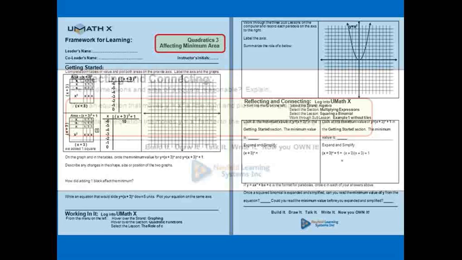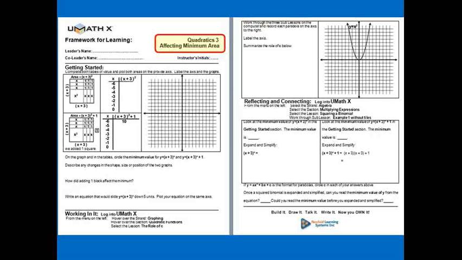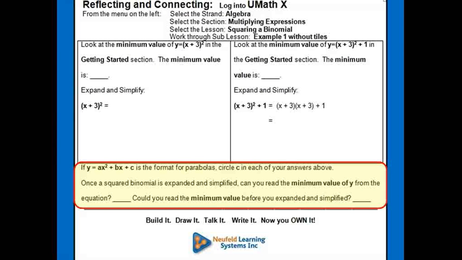In Quadratics 3, Affecting Minimum Area, students move toward the abstract application of quadratic concepts learned in the previous frameworks, Quadratics 1 and Quadratics 2. Students are required to complete XY tables and graphs on the Frameworks for Learning worksheet, as well as in the UMath X lesson, to assist them with discovering the impact that the value of C in the equation has on the corresponding graph. At the conclusion of the lesson, students are guided to discover how the equation written in the form y equals ax squared plus bx plus c can be used to determine the minimum value.